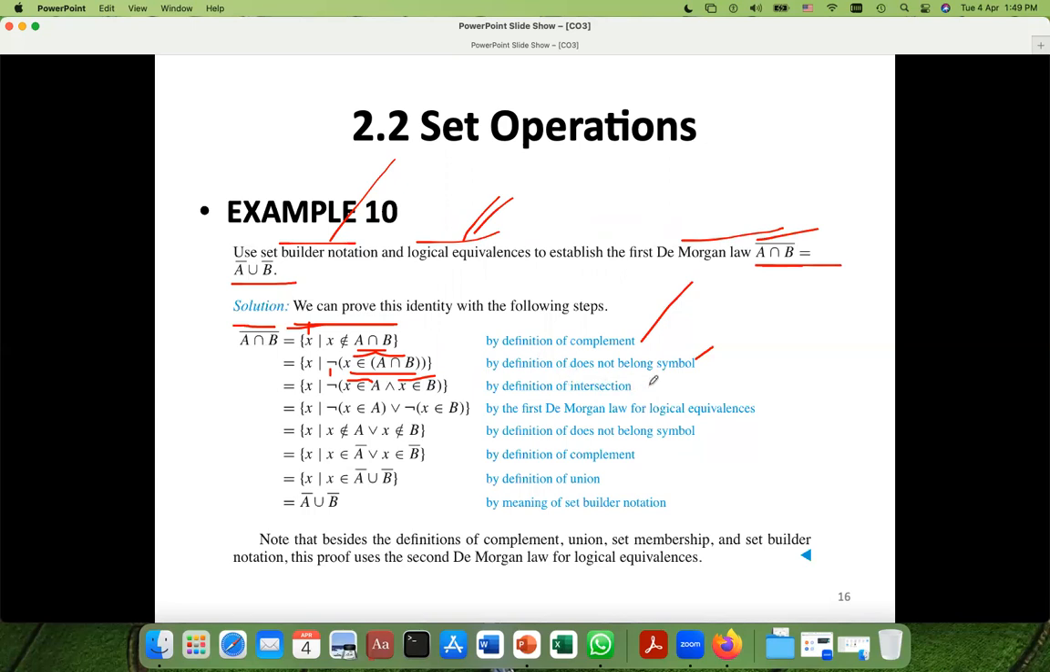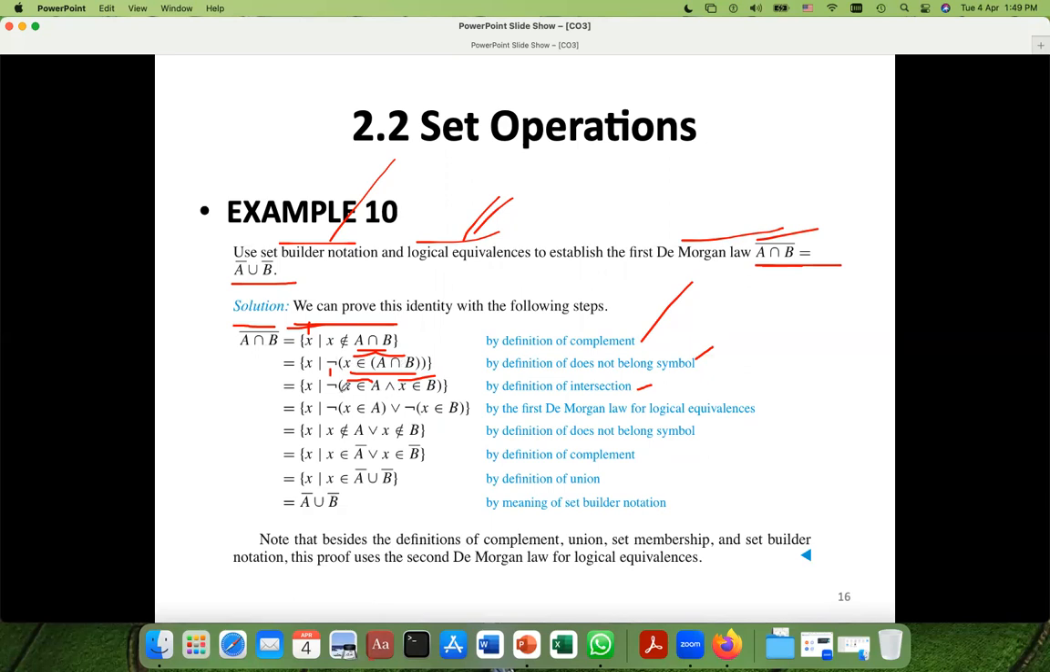It is only mentioned that by definition of intersection, we are not using any logical equivalences. We are just using the definition of intersection. If this is so, then what does it mean? It means that X belongs to A and also X belongs to B. So we are simply using the definition. The rest of the things are the same. We are not touching that negation symbol, we are just touching this internal portion.